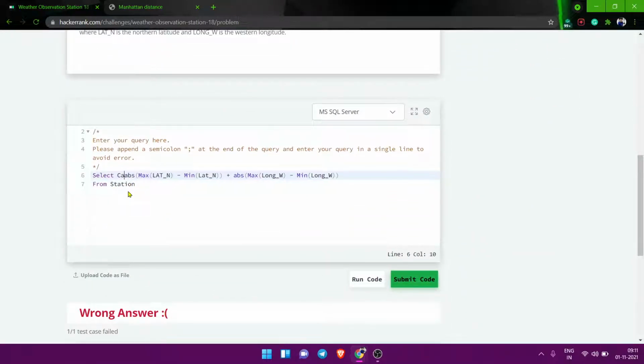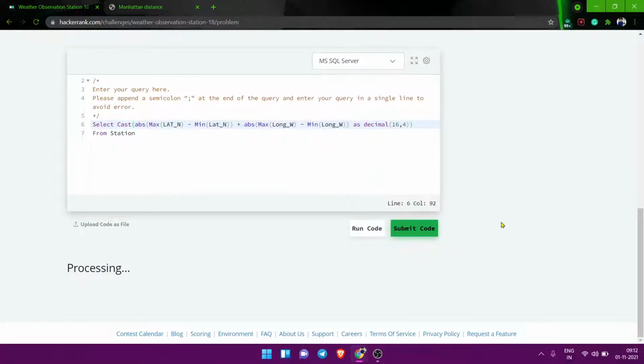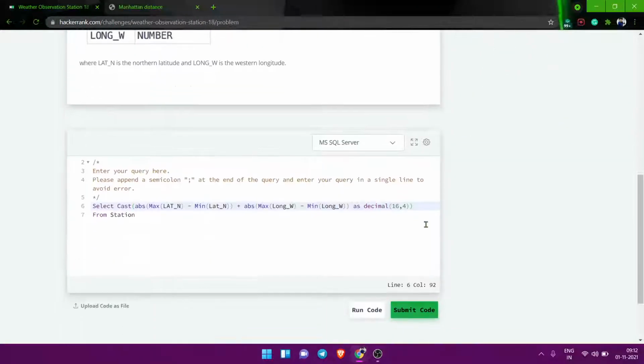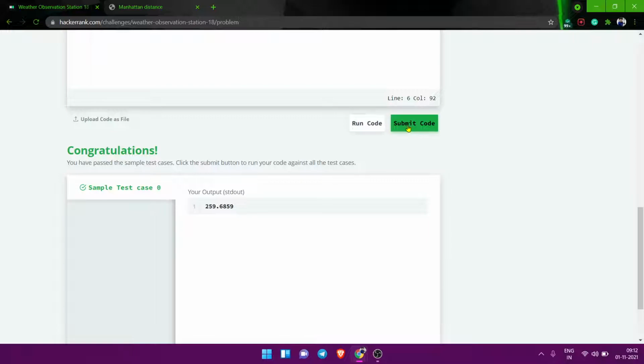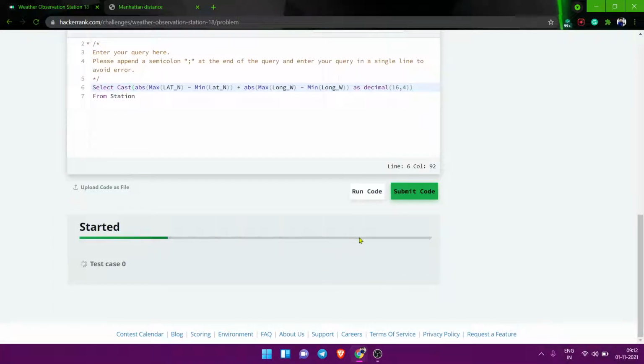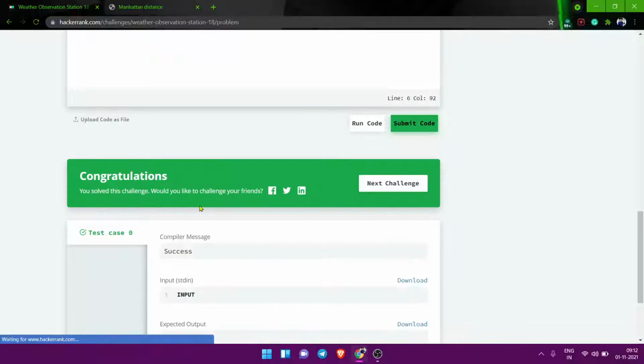Okay, let's cast this as decimal of 16 by 4 characters. This should probably give the right answer. I didn't see the decimal point; I forgot the decimal places. So this probably should give the right thing. Okay, this is right. Submit code, so that it tests the other cases. Okay, test cases. It's correct.